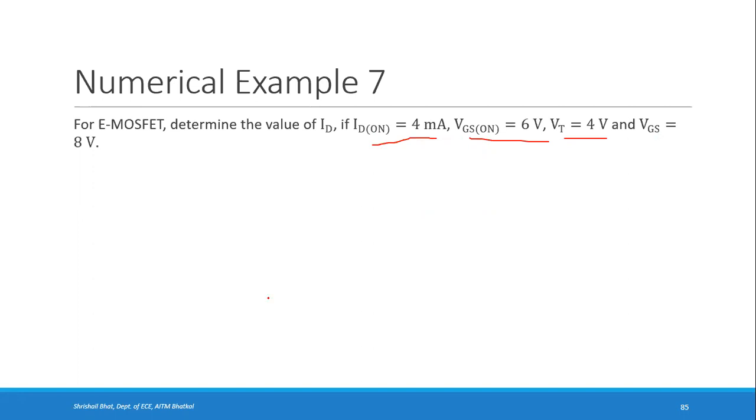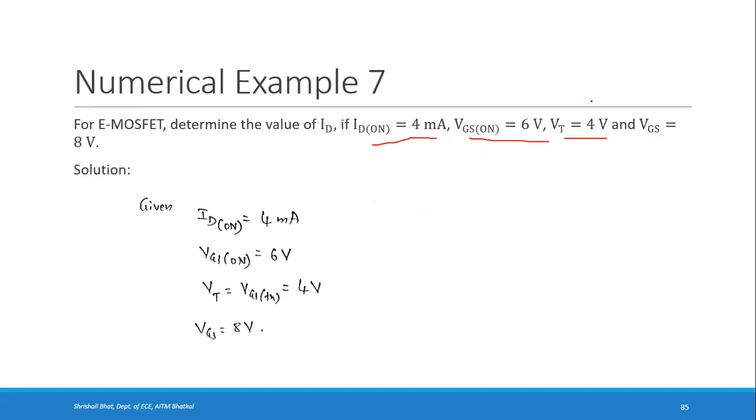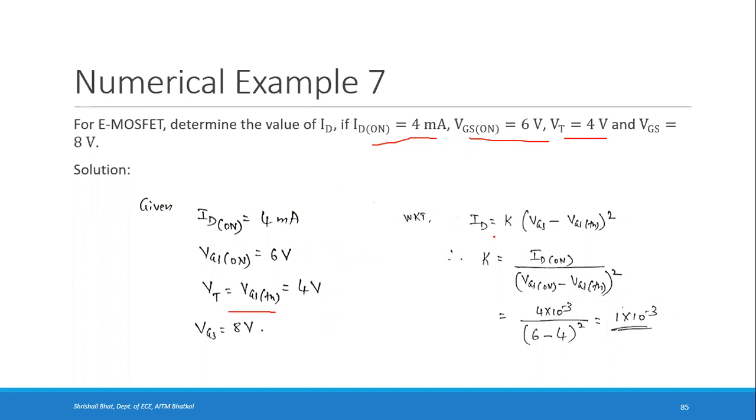So first write the given things. These are the given things. In place of VT, it is the same as VGS threshold. Sometimes I have told you they will give it as VT. It is nothing but VGS threshold. So use the same equation for E MOSFET: ID is equal to K into (VGS minus VGS threshold), the whole square. Rearrange this and get the value of K. K will be 1 into 10 raised to minus 3.